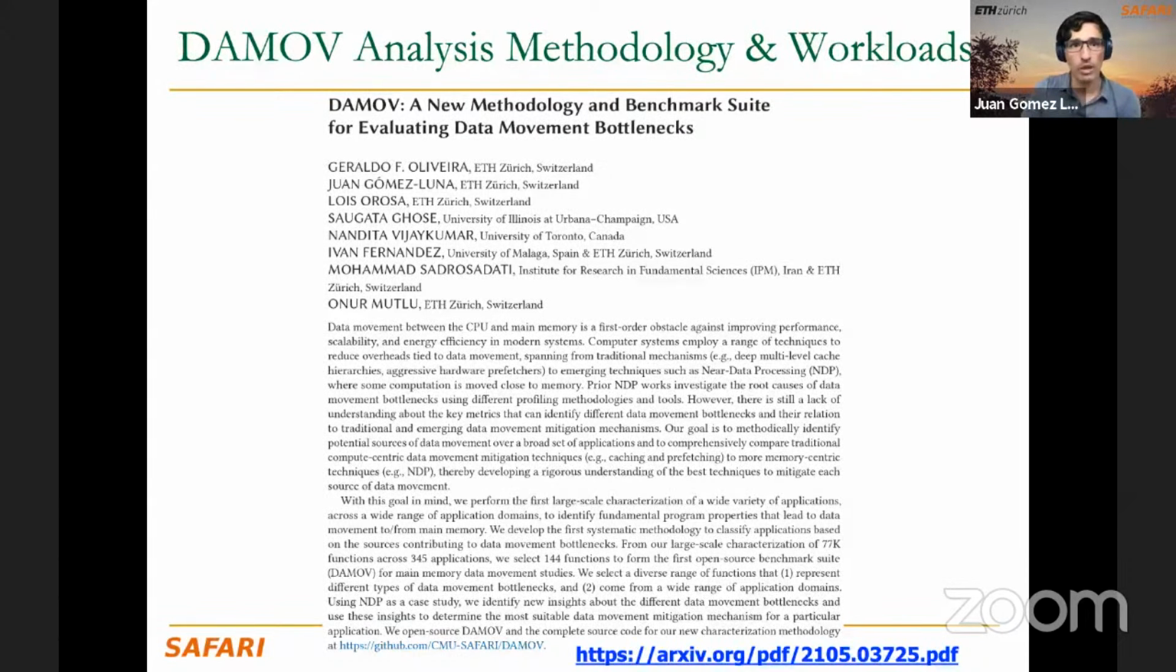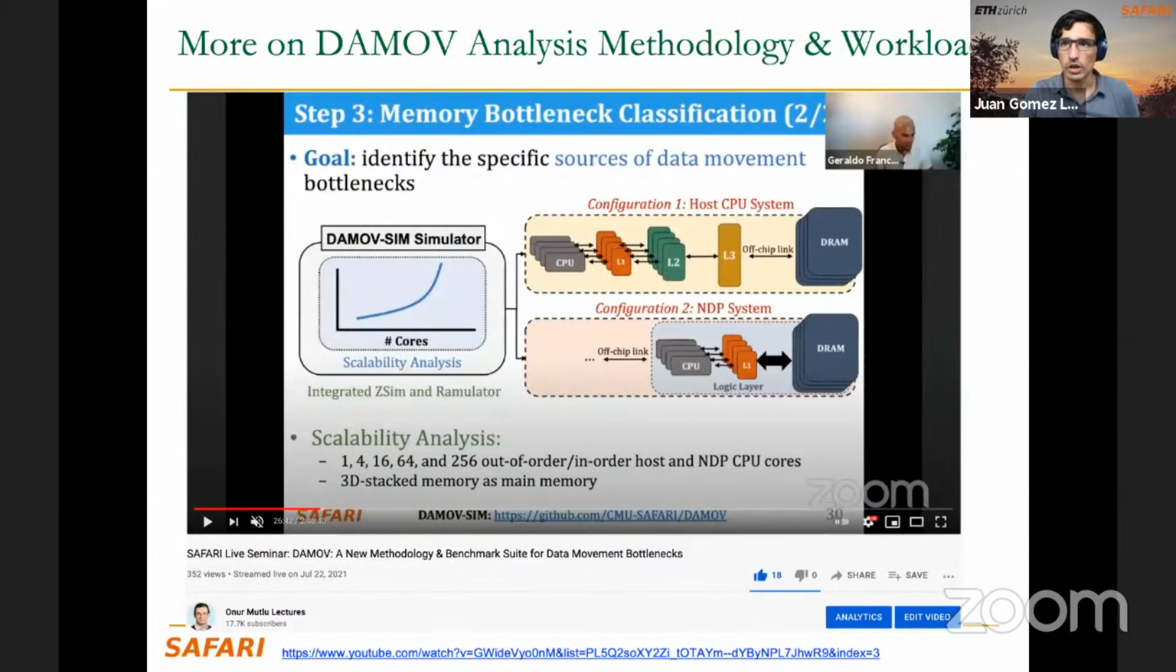And I would definitely recommend you to take a look at this DAMOV methodology and benchmark suite. We have evaluated here more than 100 important workloads, and we have obtained very interesting conclusions and takeaways related to their data movement bottlenecks. As you will see, we identified 6 main classes of workloads depending on what their data movement bottlenecks are. And also, you can learn more by watching this seminar given by Geraldo. That was also one of our Safari Live seminars. It's totally available on YouTube.